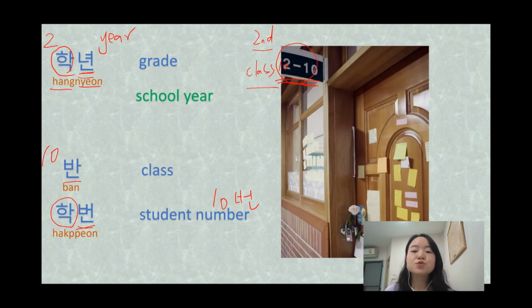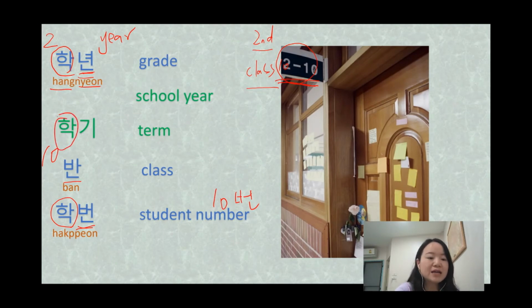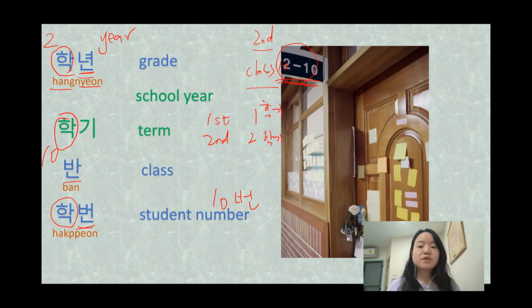Now we have school year and we have term, right? Okay, term. In Korean, it's 학기. For example, first term, it's 1학기. The second term, it's 2학기. Like now, we're in the second term, right? So it's 2학기. And which year? 2021. So it should be 2021년 2학기.